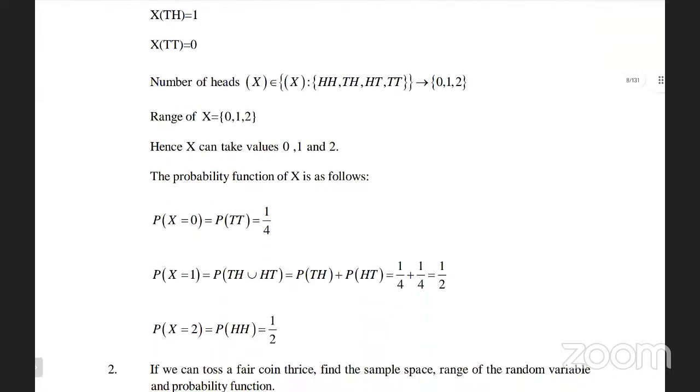Probability: P of capital X equal to 0. Here P of X equal to 0 means TT, no head. How many TTs do we have? Only one out of the 4 sample space outcomes: HH, HT, TH, TT. Out of 4, I am selecting only TT. So it is 1 divided by 4.